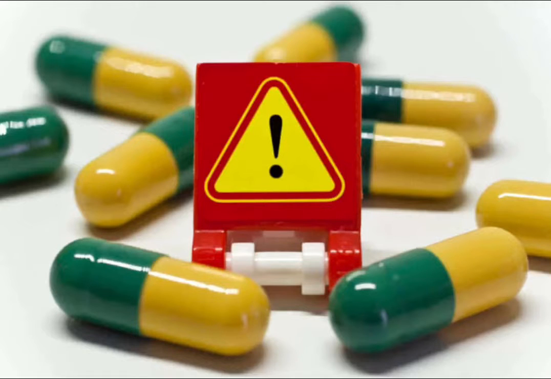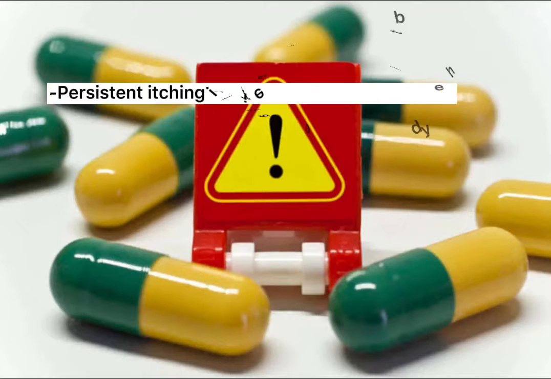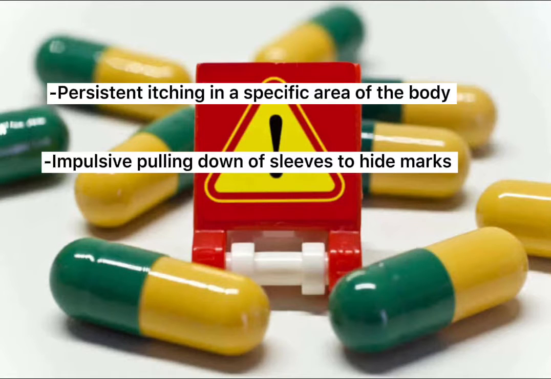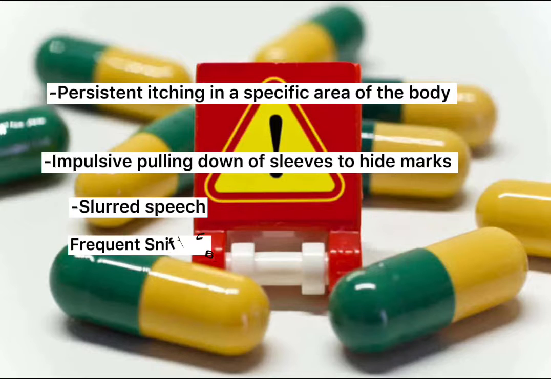There are many forms of drug abuse that come with small behavioral changes that might be dismissed as tics. If you notice any of the following, it could be a sign of a hidden condition: persistent itching in a specific area of the body, impulsively pulling down sleeves to hide marks, slurred speech, frequent sniffling. While these are not definitive signs, if they are accompanied by secretiveness or defensiveness, they could provide helpful clues as to whether something is wrong.